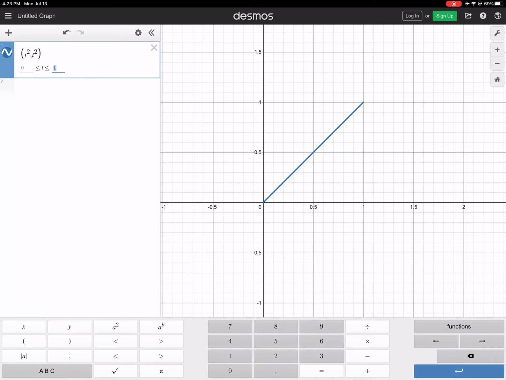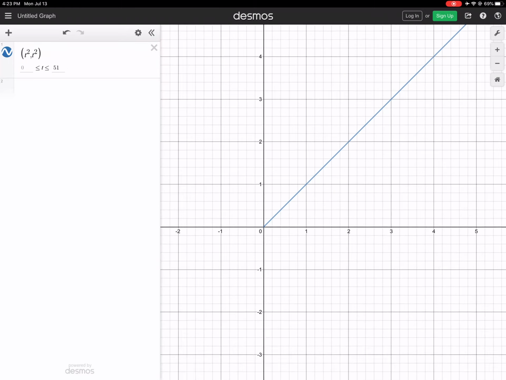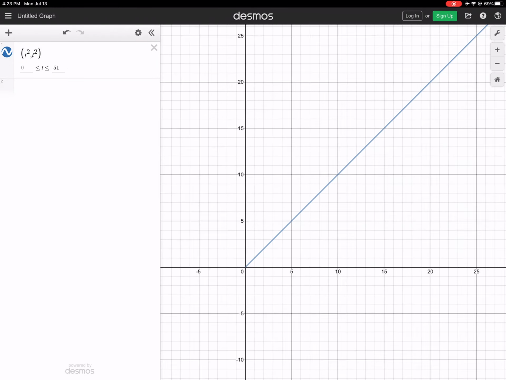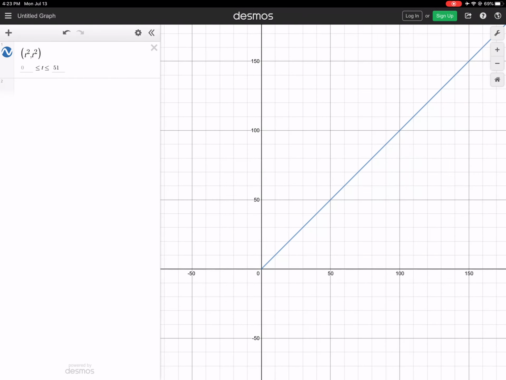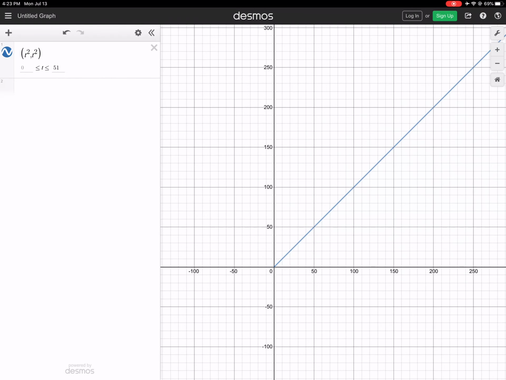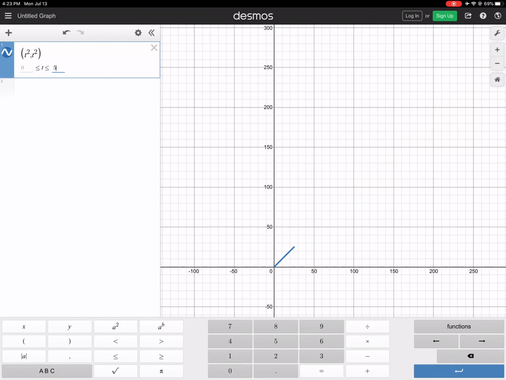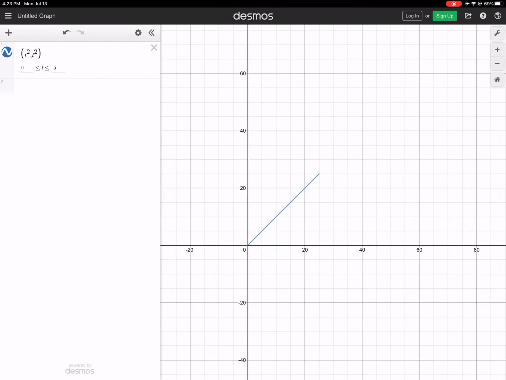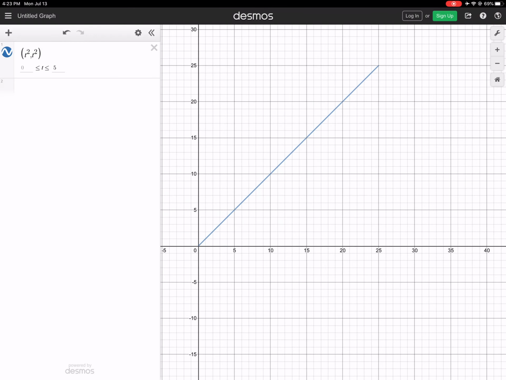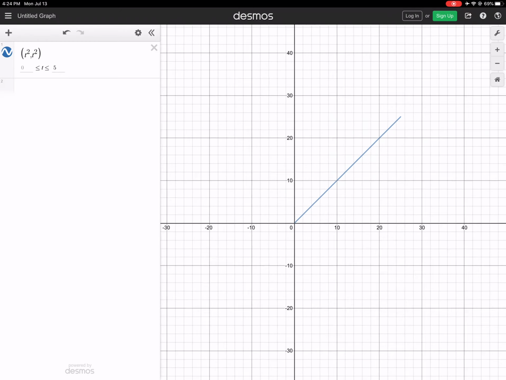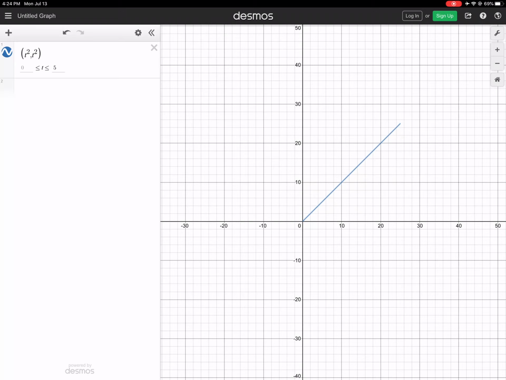If I go from 0 to 5, all I do is make my line longer, and I make it longer by quite a bit. Oops, I went 51. We just want to go 5. That's going to take me up to 25 and 25. Why? Because t is being squared. My endpoint is 5 squared, which is 25. So that's what's happening there.